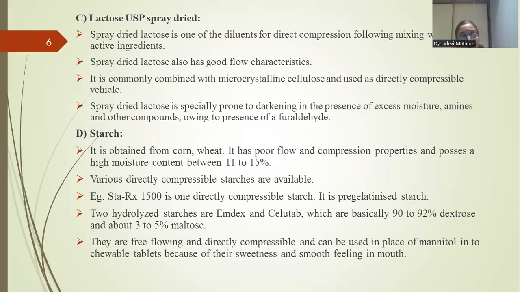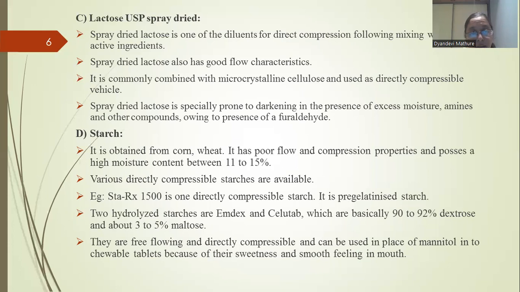So from your GPAT point of view also, these examples are very important. What is the pre-gelatinized starch? So it is Star RX 1500. It is what we can say the brand name or another name. It is being used as a diluent. Then this is the example of directly compressible starch.